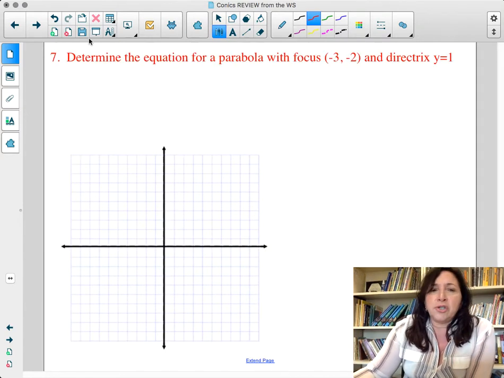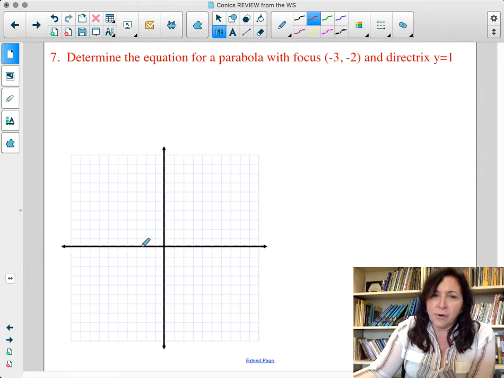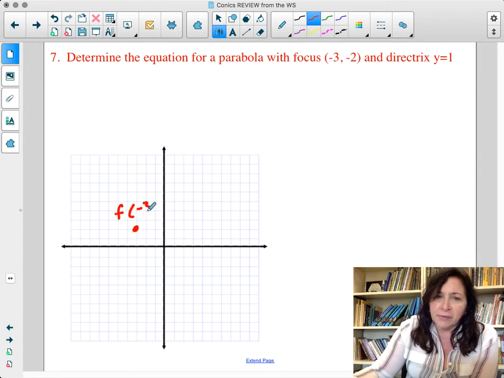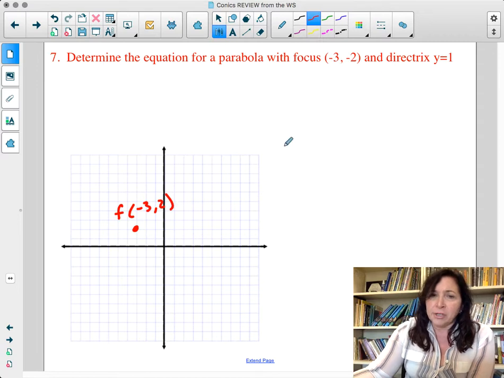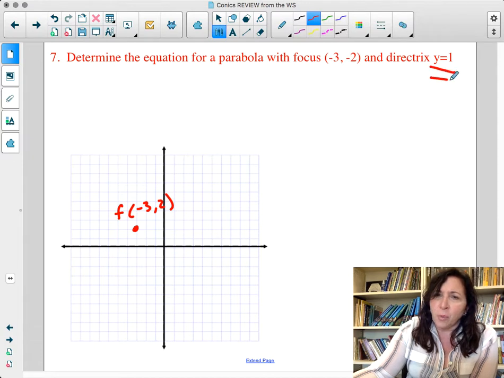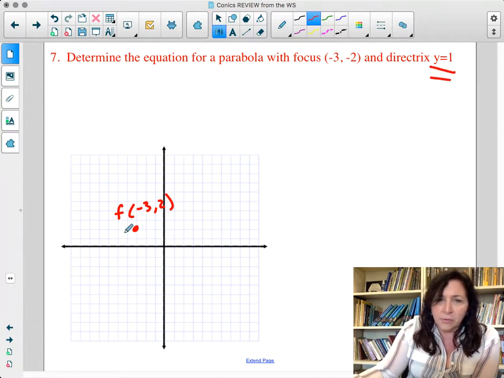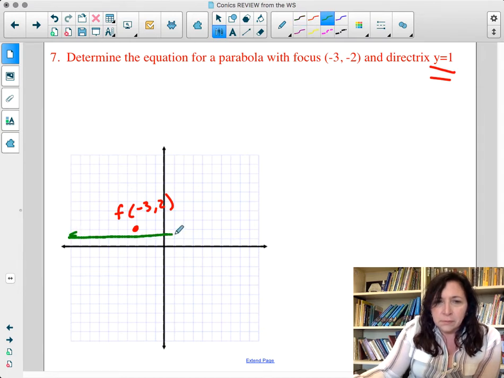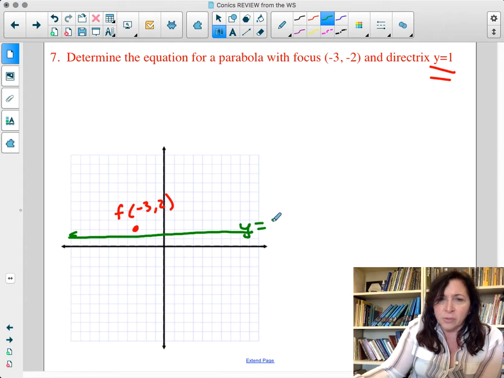This one says, determine the equation of a parabola that has a focus of (-3, 2). So there's my focus of (-3, 2). And I have a directrix of y equals 1. So that means that value, that's x equals 1. So that means that my y, if it's y equals, it goes through the y-axis. So y equals 1 actually does this. Watch. Like that, and there's y is equal to 1.